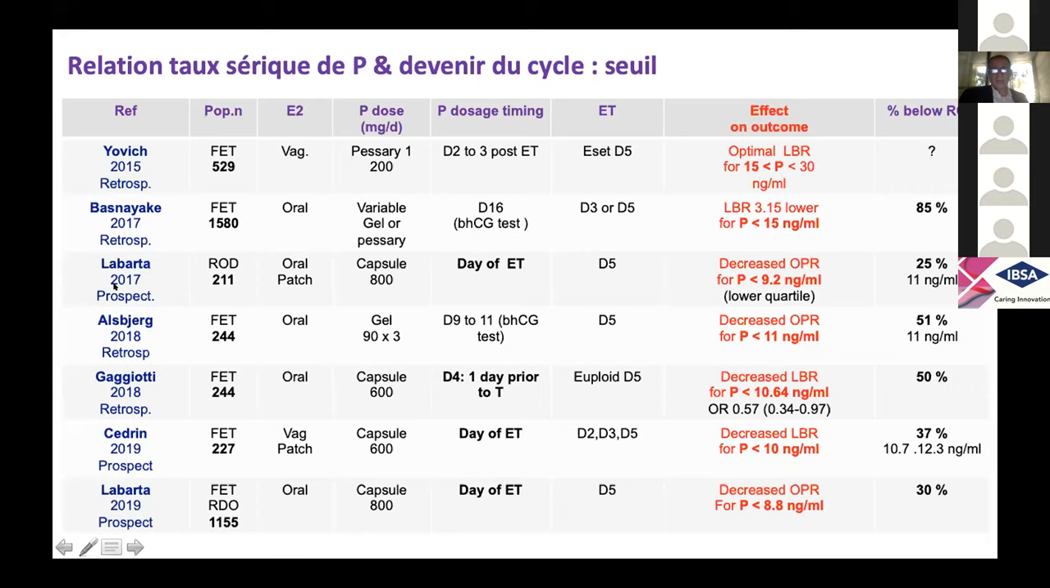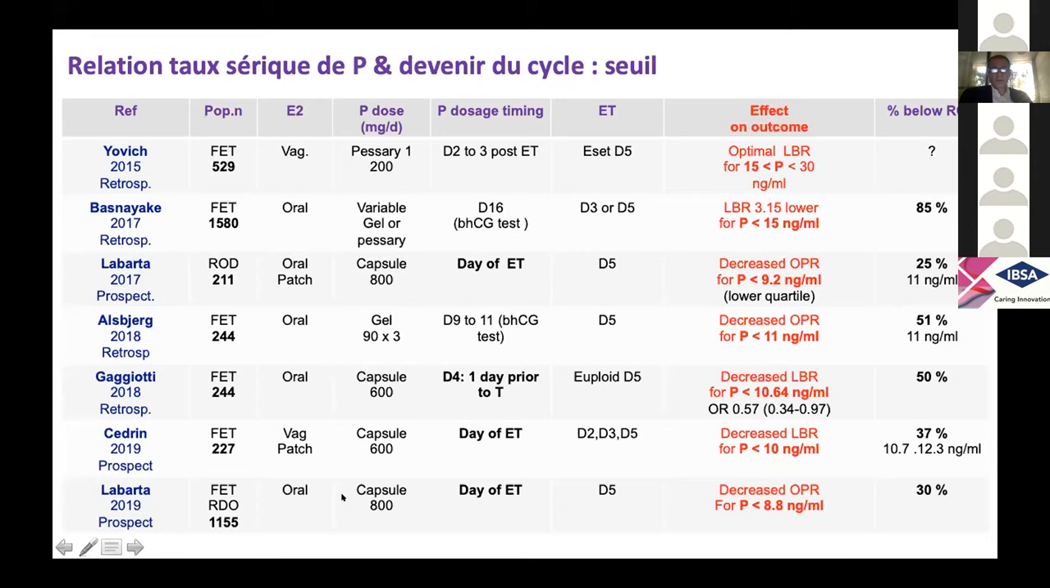Many people, especially the people of IVI in Spain, made two studies on big numbers using Utrogestan here. And they also show that if the progesterone on the day of the transfer is less than 10 or 9, you have a decrease in pregnancy rate. This is very important, because 25% to 30% of your patients have low progesterone when you use only vaginal progesterone.